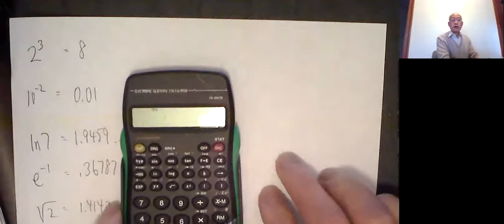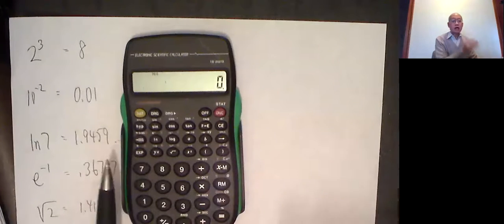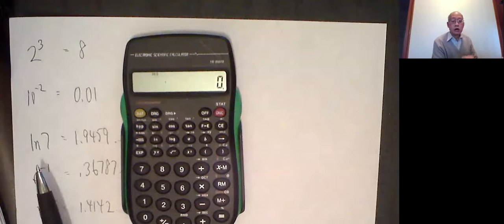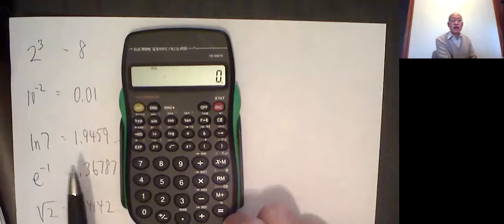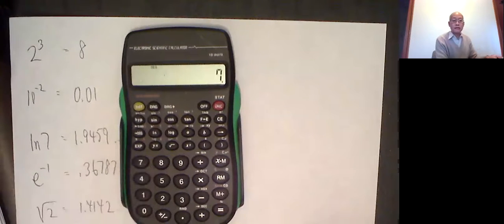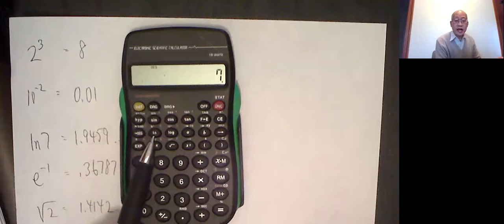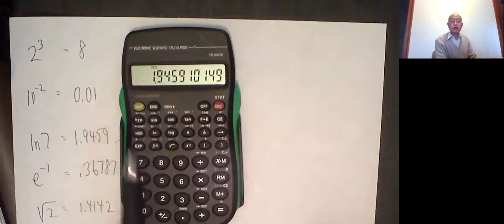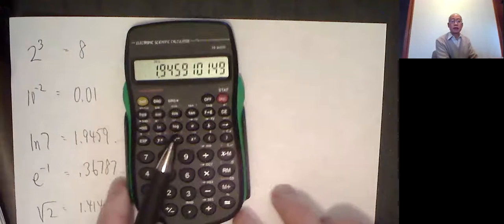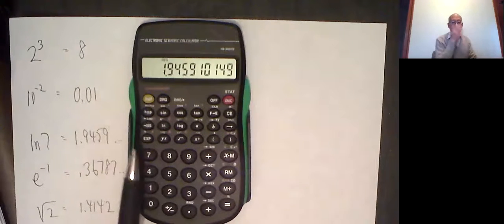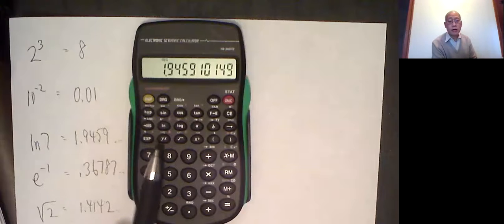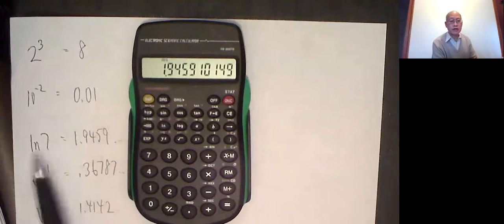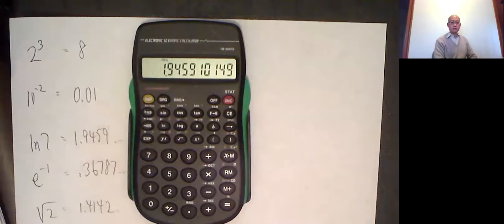Okay, clear this. This being a backwards type calculator, to get ln of 7, you would actually have to go 7, ln. So I hit 7, and then there's a button here that says ln, which stands for natural log. I hit ln, and there it is, 1.9459. So experiment with your calculator. Sometimes you have to go backwards, which means you hit 7 and then ln.